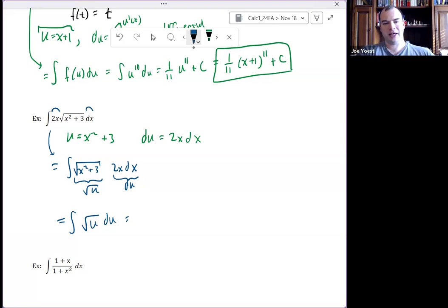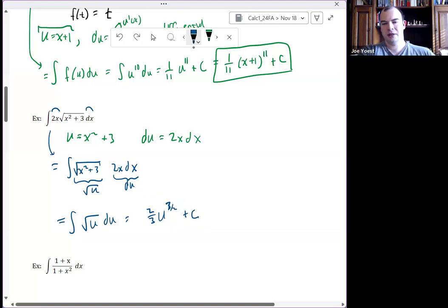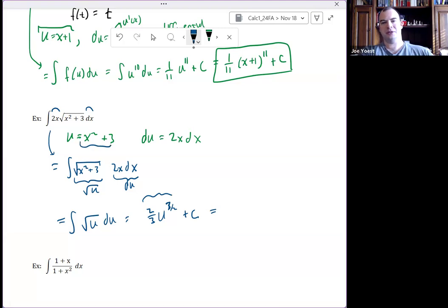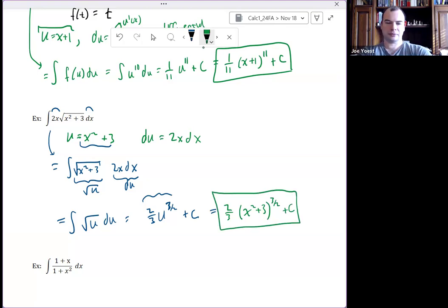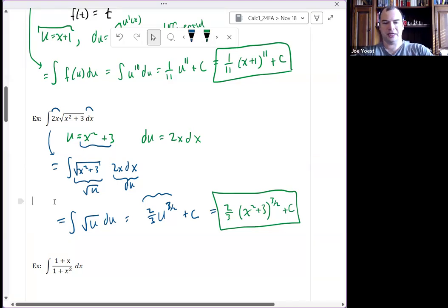Well, root u is just u to the 1/2 power, so the integral is u to the 3/2 power divided by 3/2, or times 2/3, plus c. Oh, and I've got my answer in terms of u. I should switch it back into x. So 2/3 times (x squared plus 3) to the 3/2 power plus c. Any questions on that one?